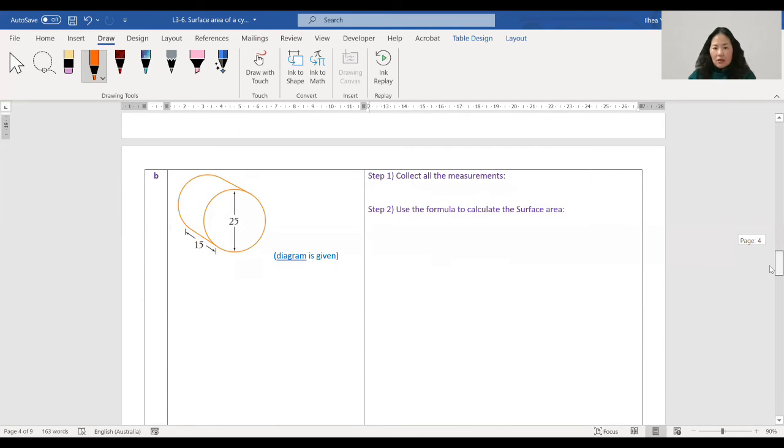Okay, the diagram was given to us, so I don't have to sketch it. So 25 here, 25 units, because I don't have centimeters or anything. So 25 units is my diameter, isn't it? And this is my height, 15, because if I put this cylinder the other way and stand it up, 15 is my height. So I'm going to put h as my height, and then 15 is the measurement. Now, step 1, collect all the measurements, or I could just say find the radius. My radius will be half of the diameter, so 25 divided by 2, 12.5 units.